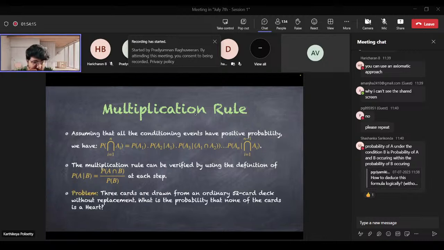Problem. To understand this clearly, we'll see an example. 3 cards are drawn from an ordinary 52 card deck without replacement. What is the probability that none of the cards is a heart? So someone can answer.